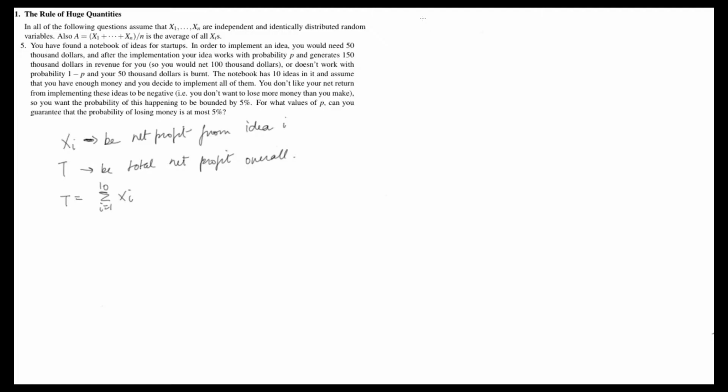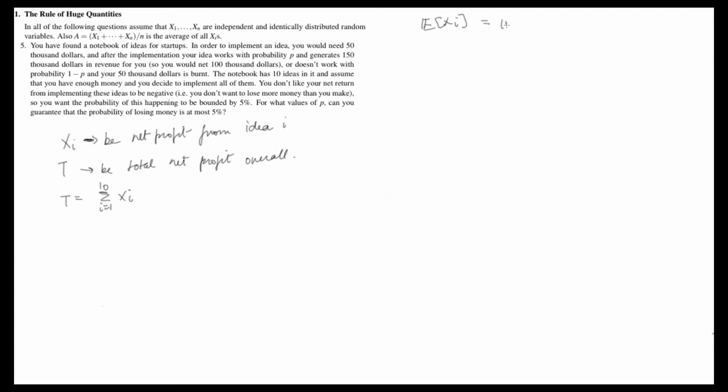Right, so first let's calculate the expectation of Xi and T and variance of Xi and T, and also let's work in dollars instead of thousands of dollars. So instead of $100,000, let's work with $100, because the probability is going to be exactly the same, and it's just going to make our calculations much easier.